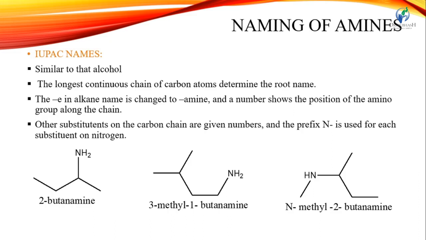In alkane naming, to change to amine, the E is removed and amine is added. So butane becomes butanamine. The number shows the position of the amino group along the chain. Other substituents on the carbon chain are given numbers, and the prefix N is used for each substitution on the nitrogen. This is the IUPAC naming of aliphatic amines.